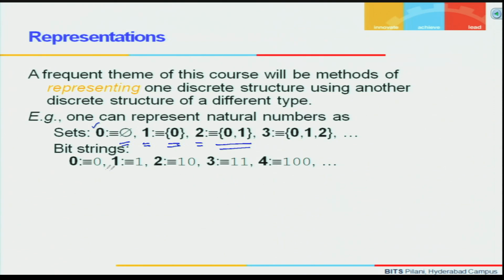And more interestingly, all these natural numbers can be represented in terms of bit strings, isn't it? 0 is represented as 0, 3 is represented as 1 1, which is a bit string. Bit string, what I mean is a string which is containing bits as its values. For example, 1 0 1 1 1 0 is a bit string because it is a string which is containing only 0 and 1 as its values. 4 can be represented as 1 0 0. That means all natural numbers can be represented as bit strings.